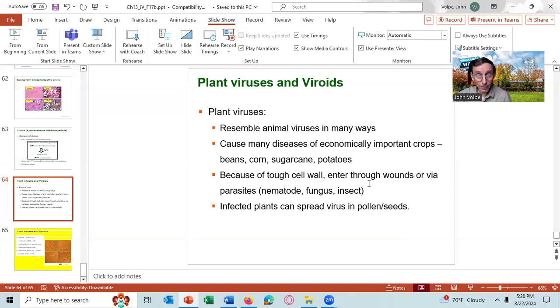Because of the tough cell wall of plants, the virus tends to enter through wounds in the plant via a parasite, such as a nematode, an insect, or a fungus that damages the plant cell. And then the virus can enter. Infected plants can then spread the virus in either their pollen or their seeds.